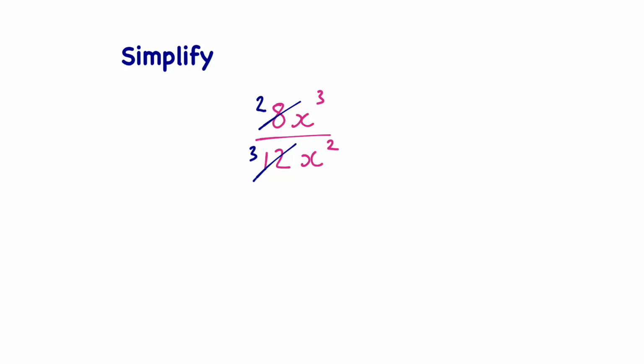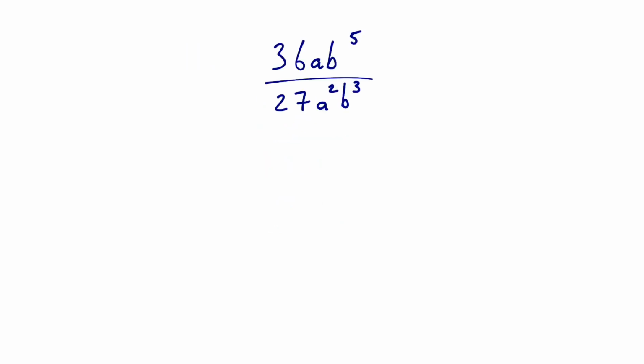Then x squared divides into x cubed and x squared, so x cubed divided by x squared leaves us with x. x squared divided by x squared, of course, is 1. Then we have 2 multiplied by x is 2x, 3 times 1 is 3, so my answer is 2x over 3. Let's look at simplifying another one.